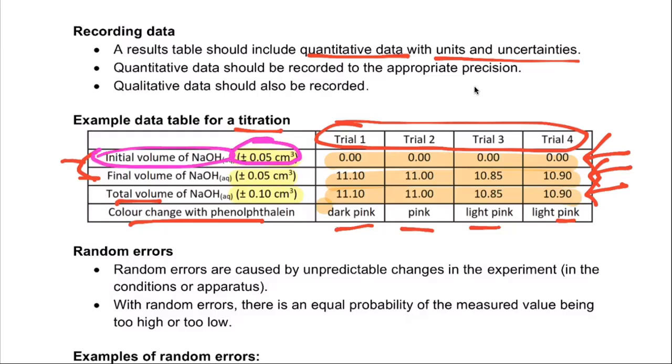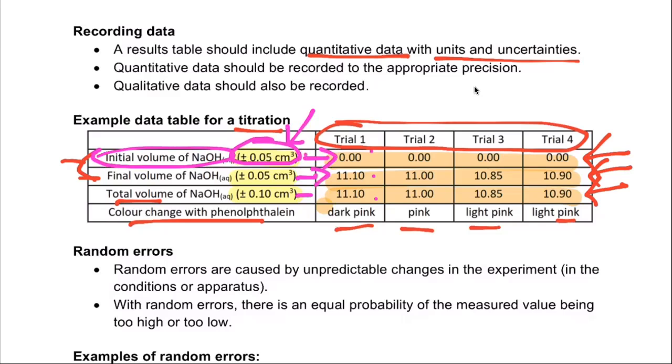And so for this piece of equipment they used, the smallest division must have been 1/10 of a centimeter, because half of that would be the 0.05. And so I don't need to list this uncertainty and unit on every box over here. I just list it once on the row, and I know that applies to all the numbers on this row. Same thing here, the final volume.